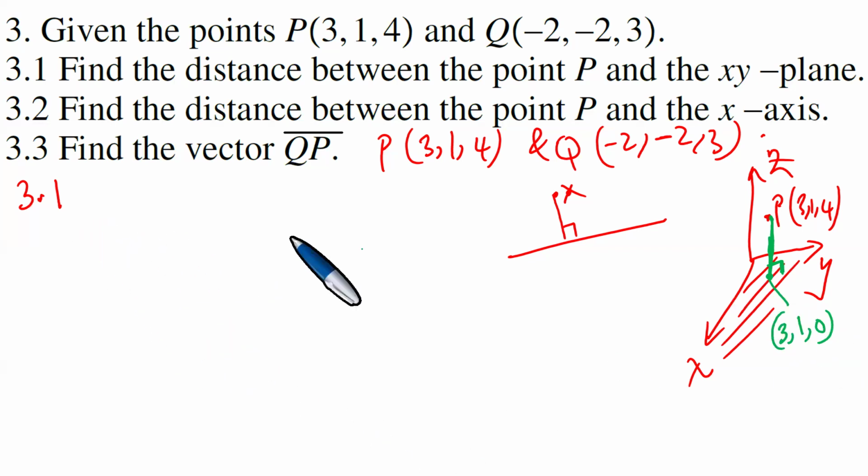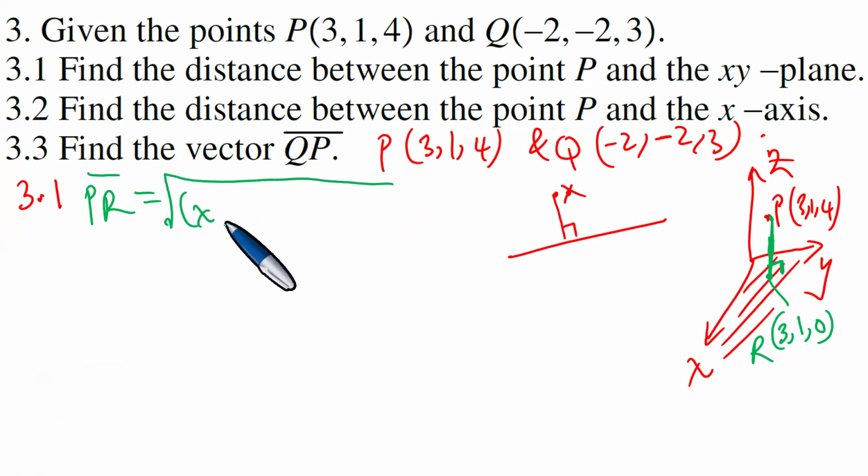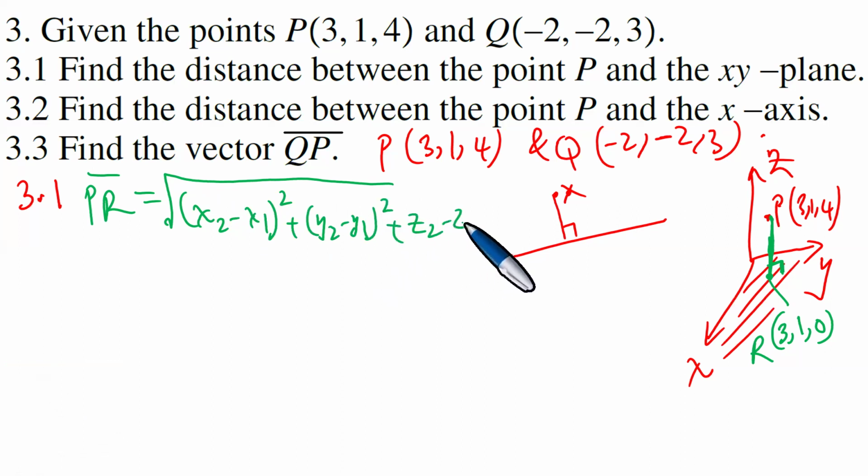So that in the end, you can call this one here point R. So right now you are finding the distance between P and R. If you're finding the distance between P and R, then we're able to say the distance PR is the same as the following. So it is x2 minus x1 squared, y2 minus y1 squared, z2 minus z1 squared.